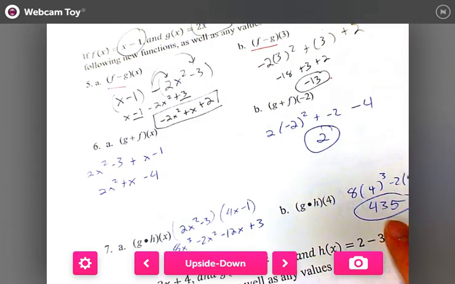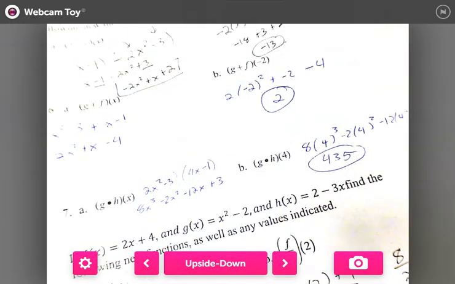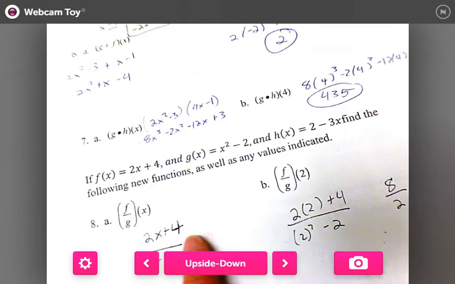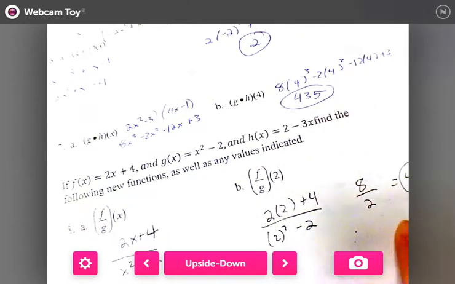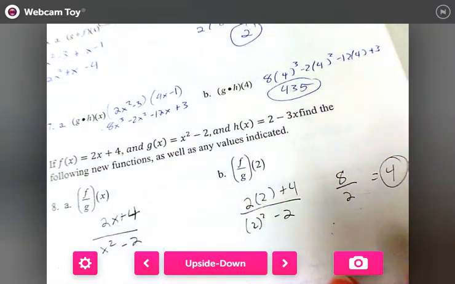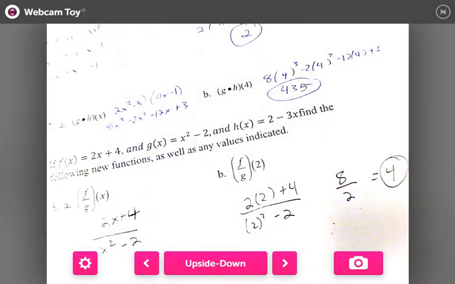And b gives me 435. And then 8 gives me, we did this one, it gives me 2x plus 4 over x squared minus 2. And b gives me 4. Okay, is there any on this page that you want me to go over in more detail?